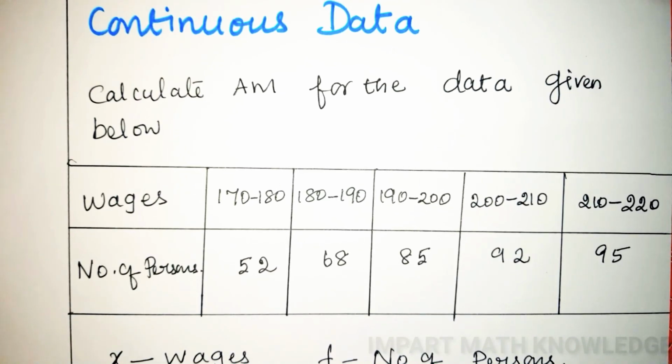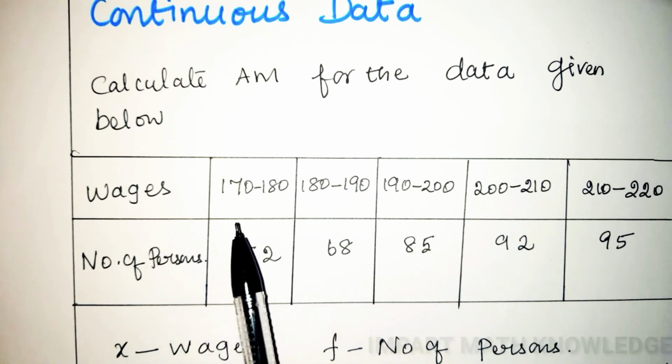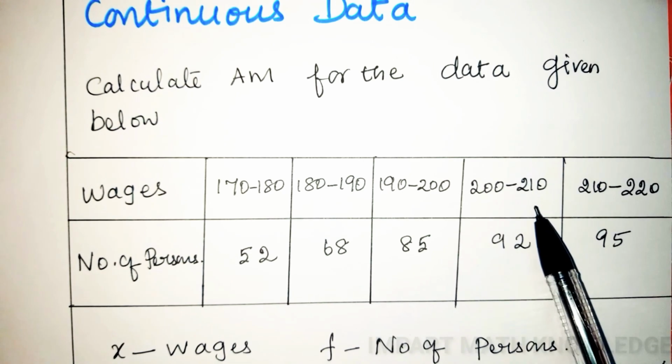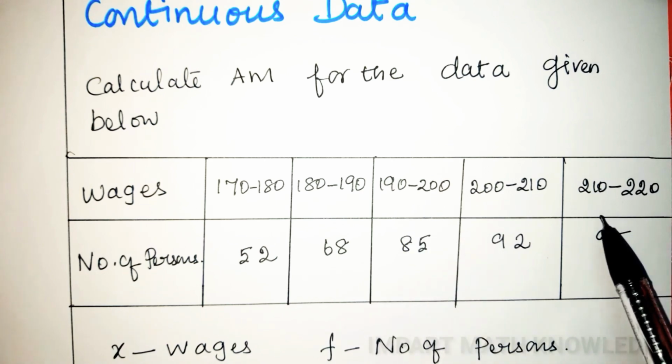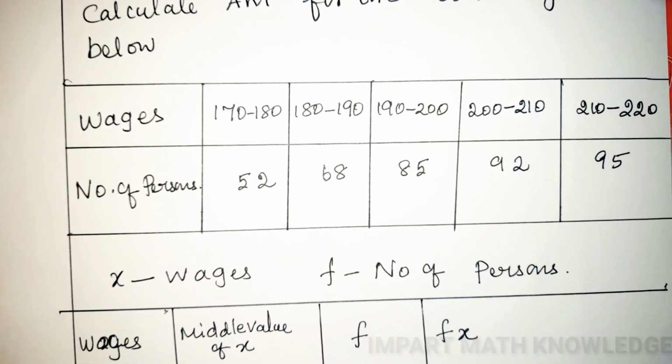Next one, continuous data. Here the values are given within a range. The question is to calculate the arithmetic mean for the data given below, some wages and the number of persons given. 52 persons received the salary between 170 to 180. 92 persons received the salary 200 to 210. 85 persons received the salary 190 to 200. 95 persons come under the category 210 to 220. We have to calculate the average wages. Here x represents wages and f represents number of persons.